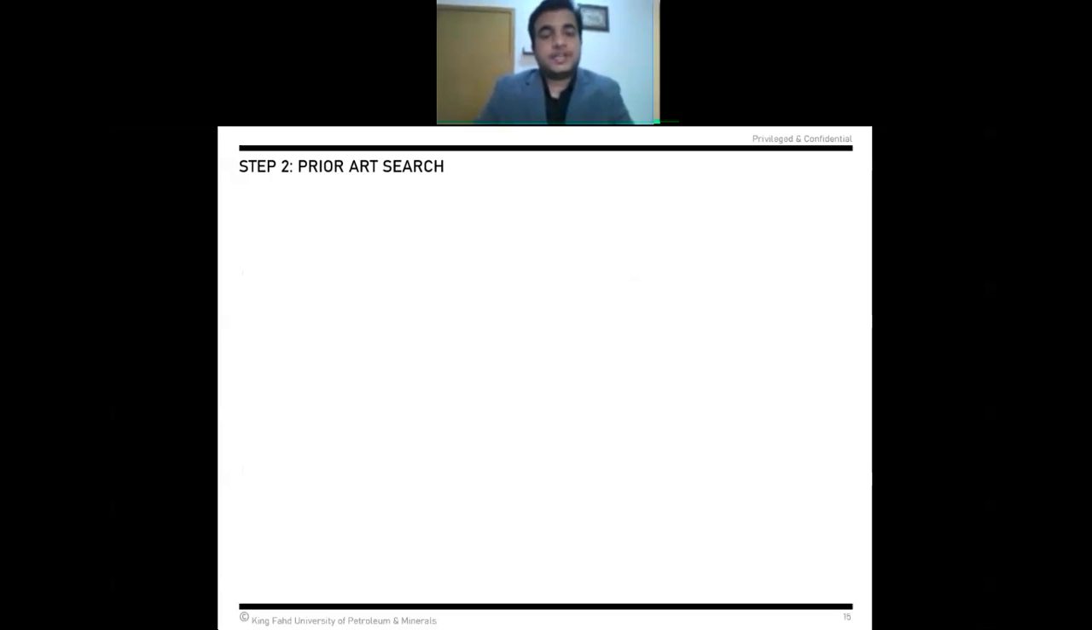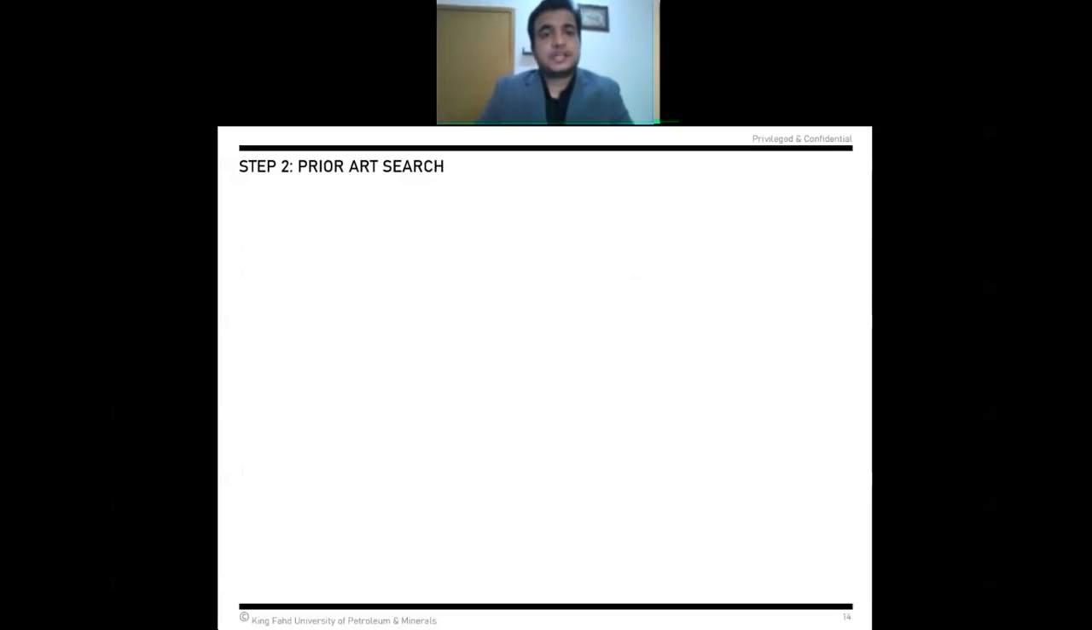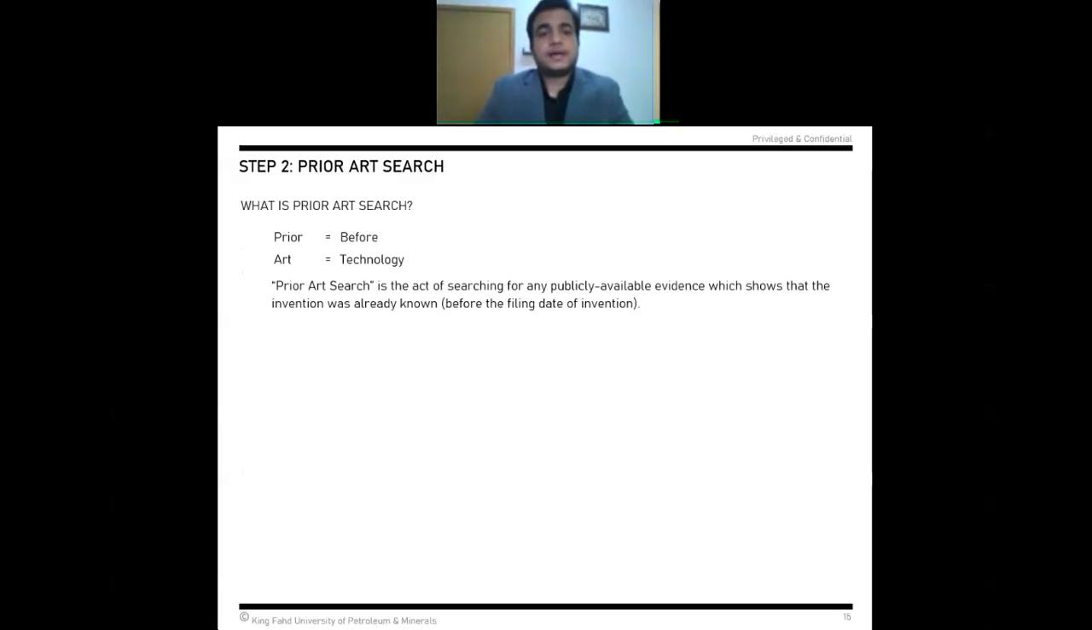So far, we discussed step one, invention disclosure, and we looked at many different aspects of an invention disclosure. The next is prior art search. When a student or a faculty submits an invention to the IP office of a university, the first thing they do is perform prior art search. Prior art search is done by the IP office to see if the invention is novel or not.